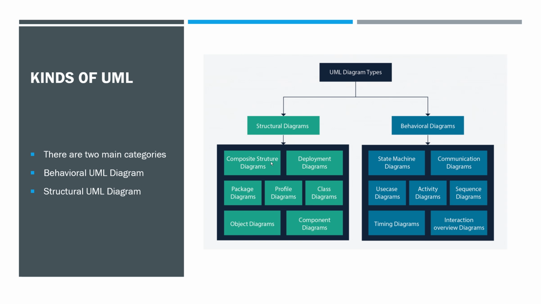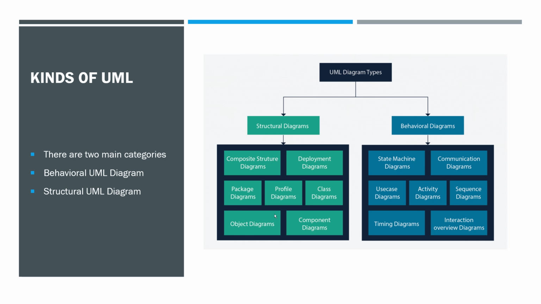You have the composite structure, the deployment, the package, the profile, object, the component. All these structurals have different kinds of structures, but all are set up around the same kind of way. Now, behavioral diagrams are based on the way the behavior flows, what's supposed to happen. That can change drastically, but the structure is all based on the structure, meaning not much changes here compared to here. For behavioral diagrams, we have a state machine, we have communication, use case diagrams, activity, sequence, timing, interaction.